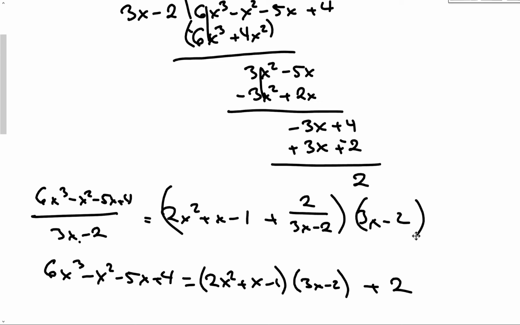So what that says is that my polynomial right here is equal to my answer times my divisor, my quotient times my divisor, plus the leftover remainder. And that illustrates the division algorithm. We'll look at that in a second. Let's do another problem.